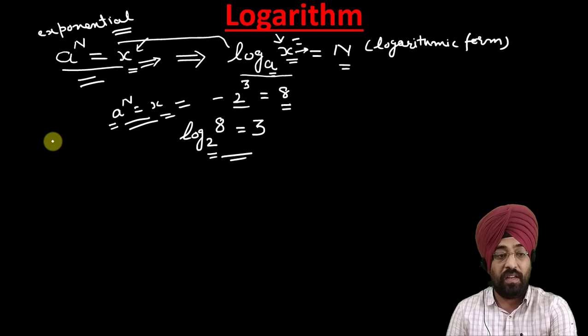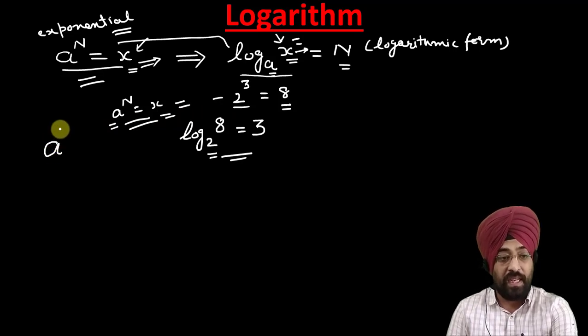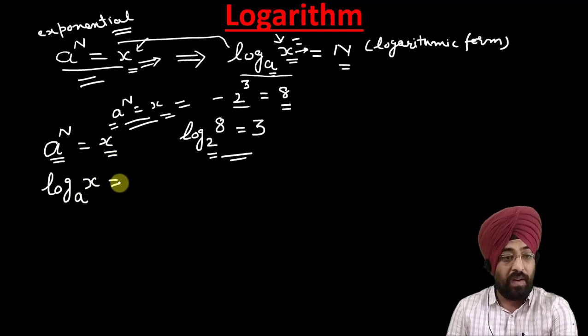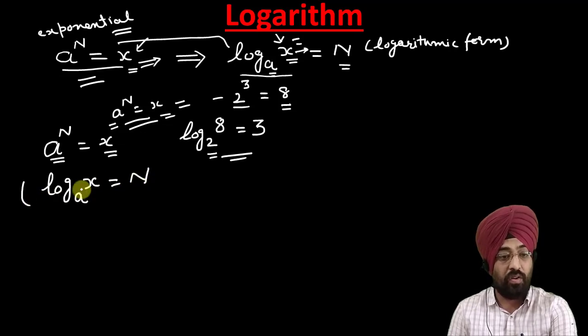It is quite easy. If you have to convert any exponential form of this type to log, just first write log, and the number to which we have some power, it will become the base a. Now this result x will come here with the log, and the power to which this a is raised will go to the right hand side. So that is how you can convert this exponential form to logarithmic form. It states a raised to the power n is equal to x.